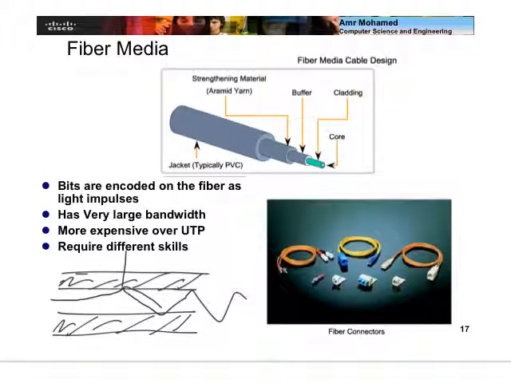I once read an article that the theoretical bandwidth of a fiber optic can reach up to, I think, 6 terabits per second, something like that, which is enough to carry probably the traffic from a whole continent, or like many countries together. This is the theoretical bandwidth.